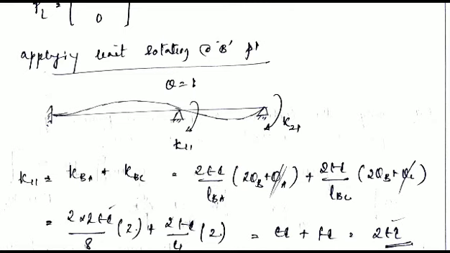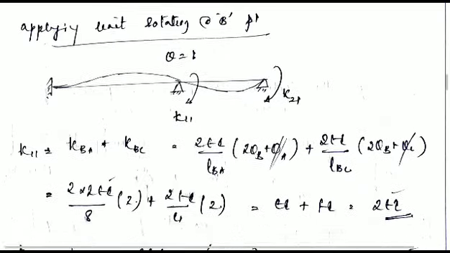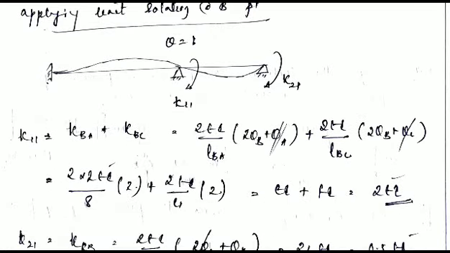Substitute the value of B, these two as 0. Substituting the value of I here, what do we get? The first, BA, will be 2EI into 2I divided by 8, the span between BA, into 2, that is theta B, plus 2EI divided by 4 into 2. So we know that 2 into 2 into 2, that is 2 into 2, 4, 4 into 2, 8, 8 by 8 will be 1 EI.